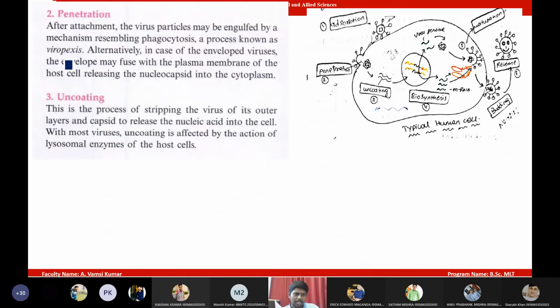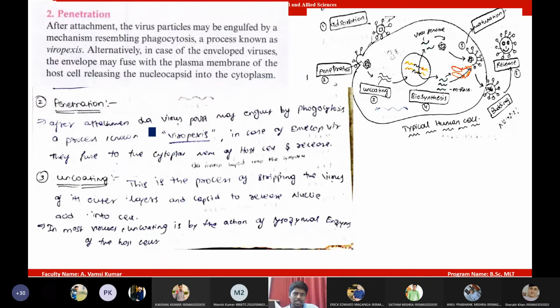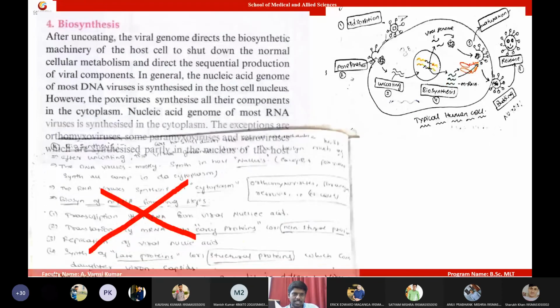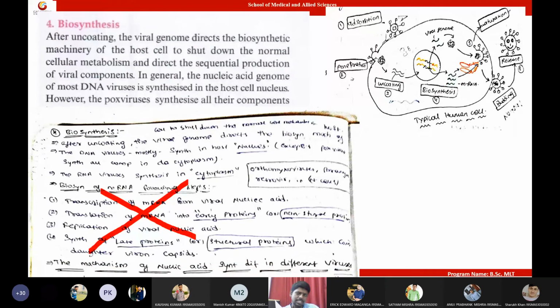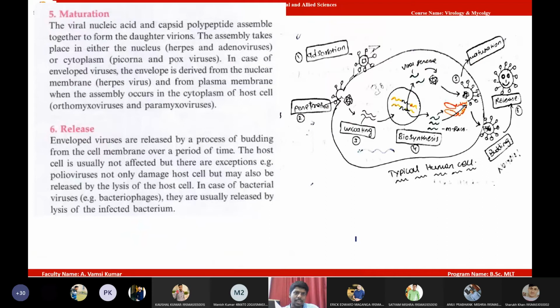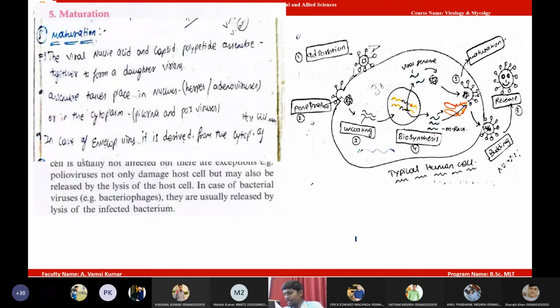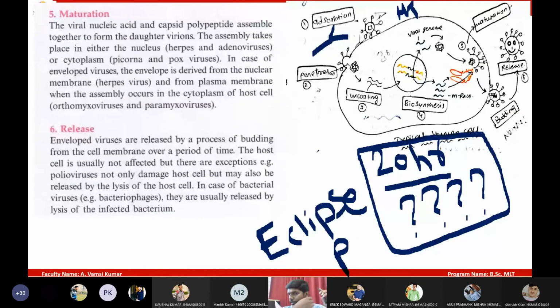Then uncoating will happen. Uncoating means the viral proteins will be removed by the cellular enzymes, so the viral DNA or RNA will be exposed. Now this DNA or RNA will go for biosynthesis. DNA viruses will replicate in the nucleus of the cell, whereas RNA viruses will replicate in the cytoplasm. Then virus proteins will be matured. Viral capsid, viral envelope and viral genetic material will mature within the cell. They will assemble within the cell and then be released. Release can be of two types: by budding or by lytic phase. After releasing, viruses will go for the eclipse phase.